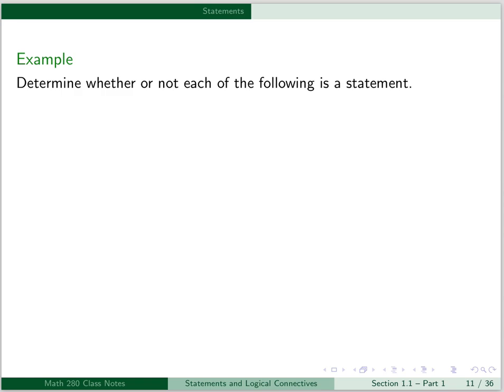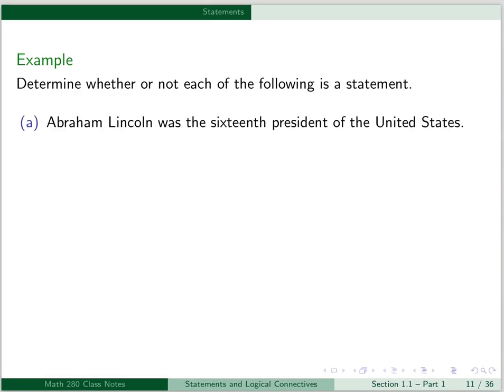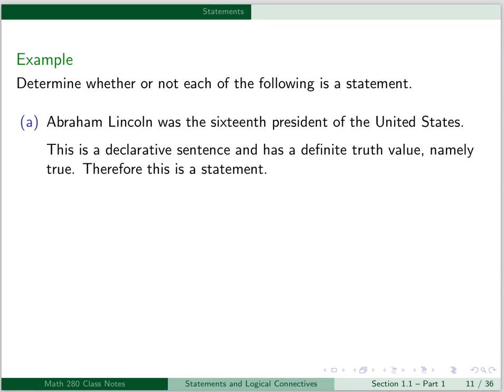For our first example, we want to determine whether or not each of the following is a statement. So we'll start with Abraham Lincoln was the 16th President of the United States. This is a declarative sentence and has a definite truth value, namely true. Therefore, this is a statement.